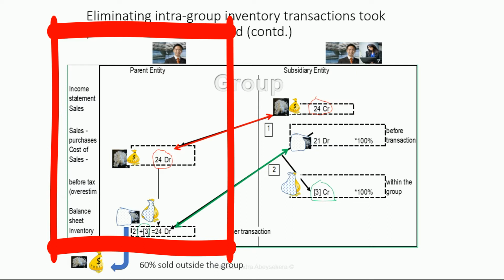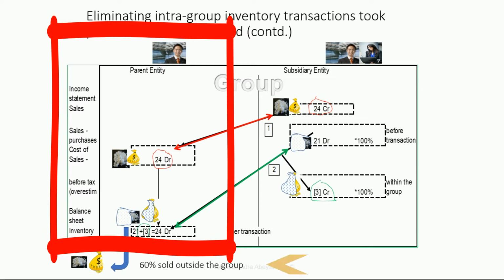The inventory recorded on the balance sheet at the end of the financial period is 24, comprising 21 of the original cost of inventory, and 3 million of unrealized gain, the unrealized gain made by the subsidiary. This is if 100% of inventory is still on hand with the parent entity.